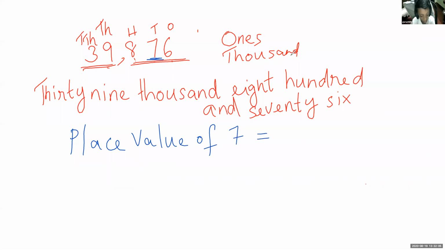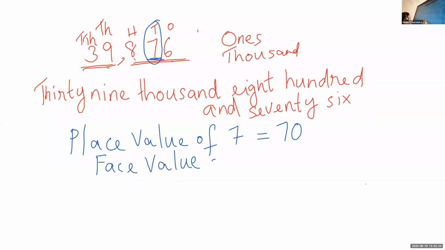So you told me place value of 7 is 70. Why? Because 7 is in tens place. 7 tens, that is 70. Okay. Wazim, please unmute and tell me face value of 7. 7 itself, very good. Face value of 7 is 7.